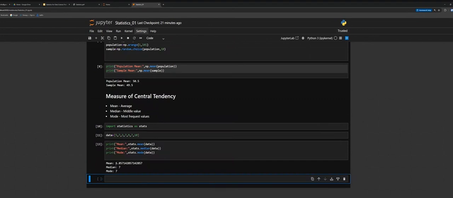Now you see, mean is 6, median is 7. The mid value is 7, with 3 values on either side. And what is mode? Repeated value. Which number is repeated here? 7. You can add some more numbers for experimenting.